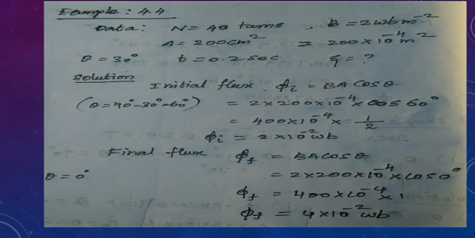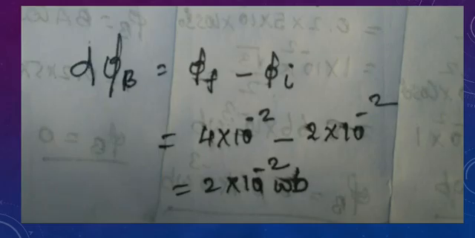According to Faraday's laws, the change in flux with respect to time gives the EMF. Therefore, I'm going to find the change in flux. The change in flux, d phi, is nothing but the final flux minus the initial flux.